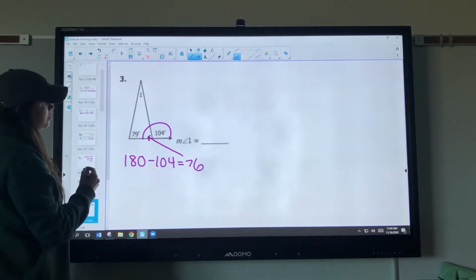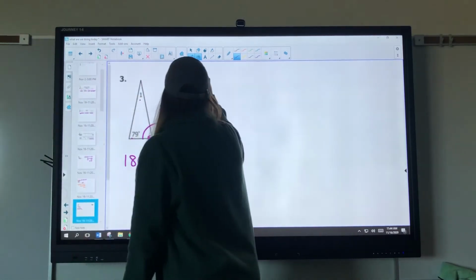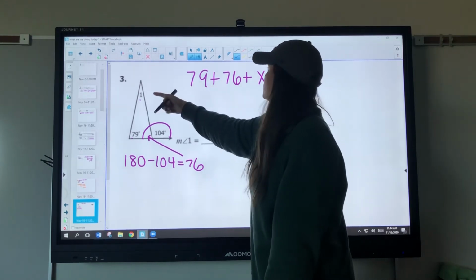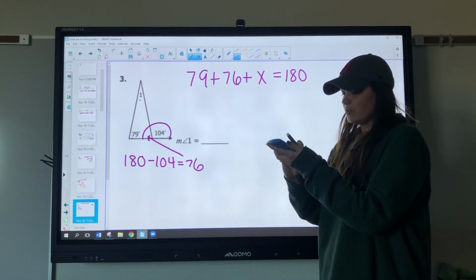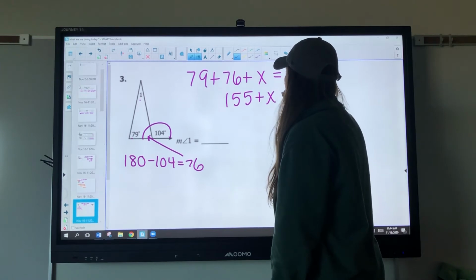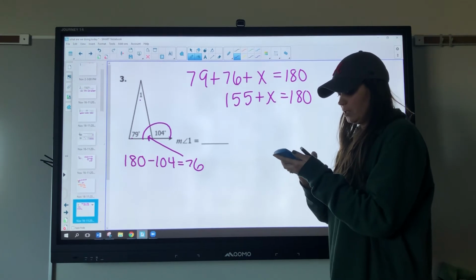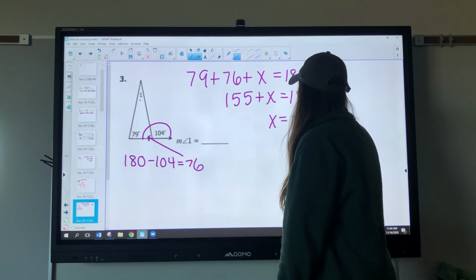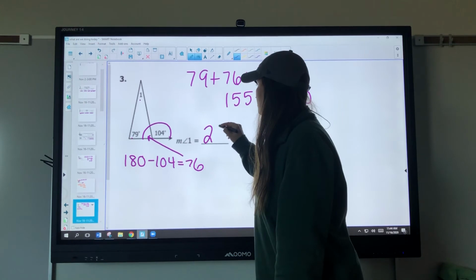76 is right there. Well, now I know that if that's 79 and that's 76, I can find this one. So 79, 76, plus that top angle that I'm trying to get, is 180. If I do 79 plus 76, that's 155. And subtract 155 from 180. So that means this little angle here is 25 degrees.